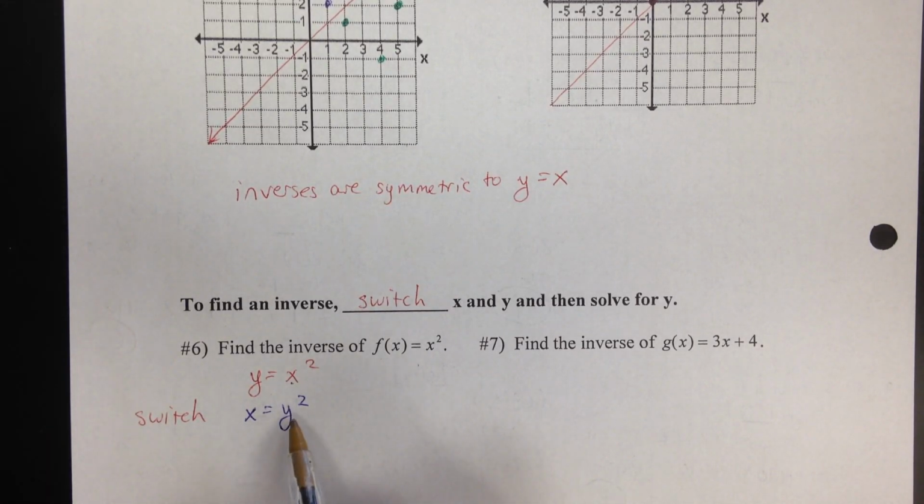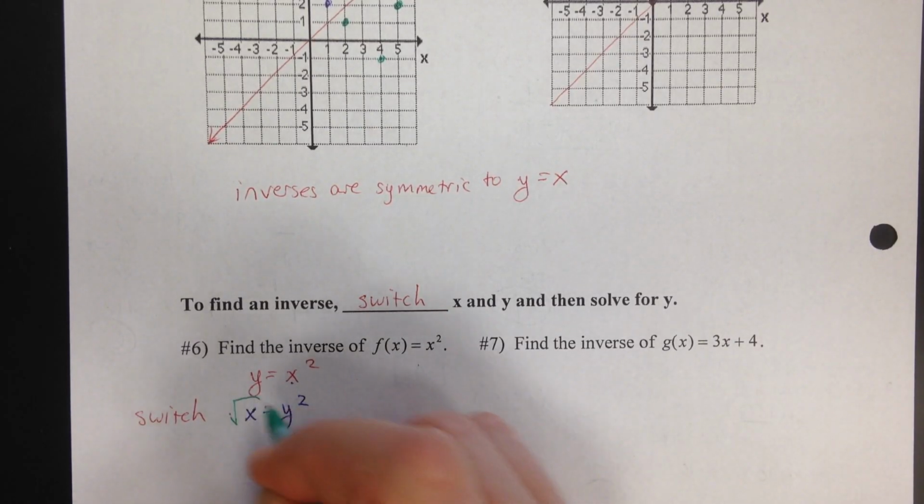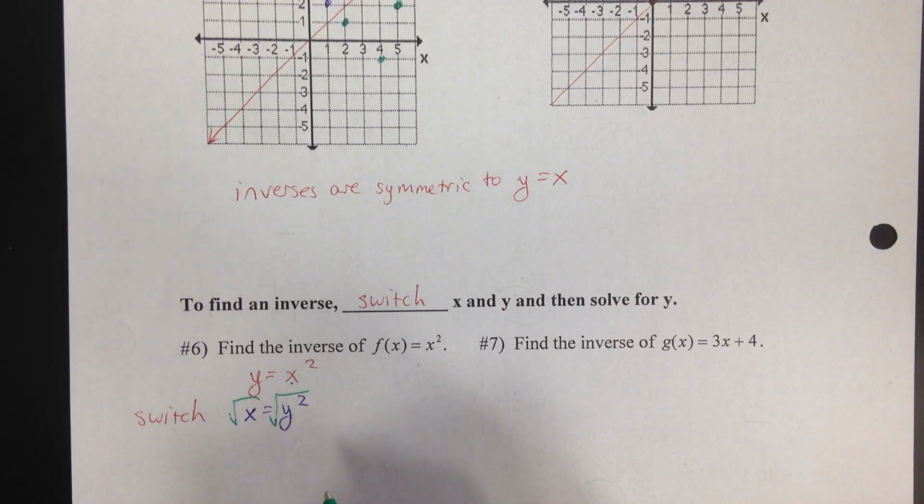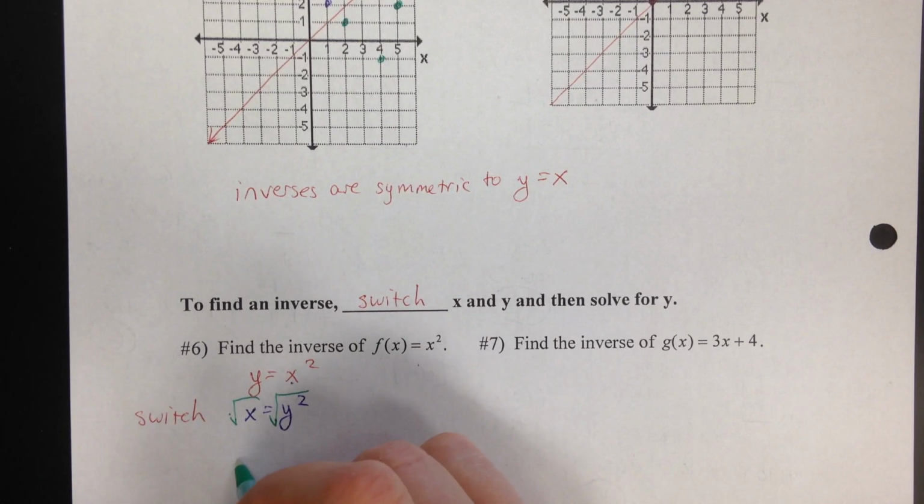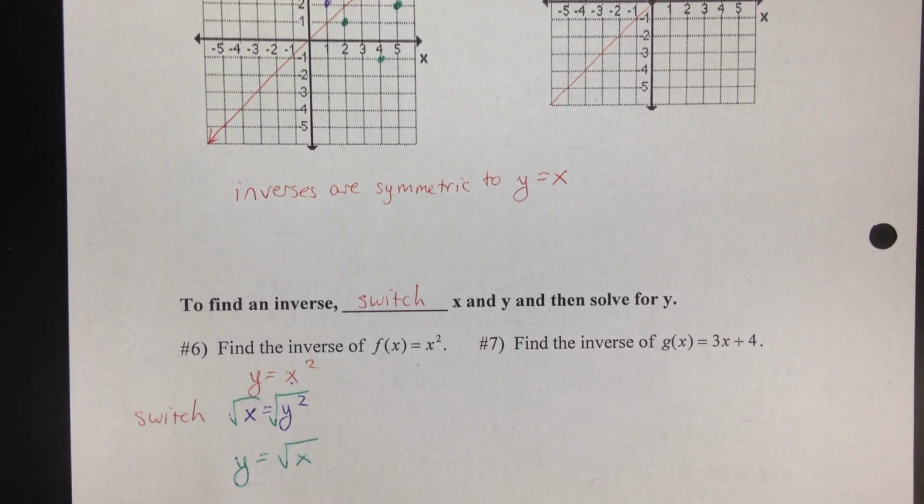To solve this, I want to get it into y equals. I have to undo the square. The way we do that is we take the square root of both sides. What we get is, I'm going to put the y on this side: y equals square root of x. Technically it would be plus or minus, but we're only going to keep the positive side.